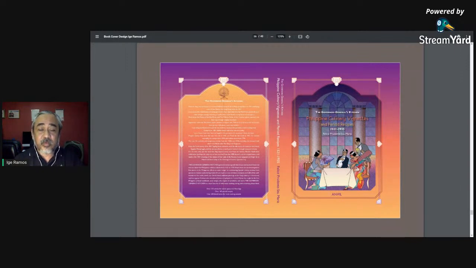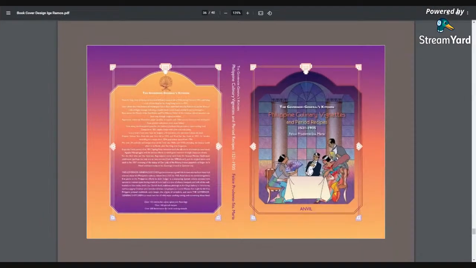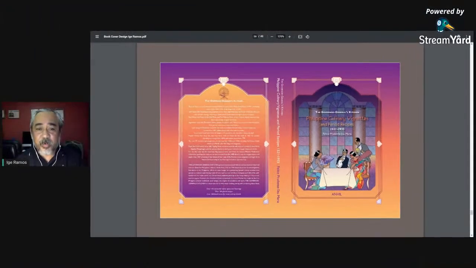I read it from the raw manuscript, all 500 pages of it. And I was really inspired. It did not only inspire me to design something, but it inspired me to become a food writer as well. So this book, as you can see, the color scheme is ube and leche flan. Ube on top, leche flan underneath.